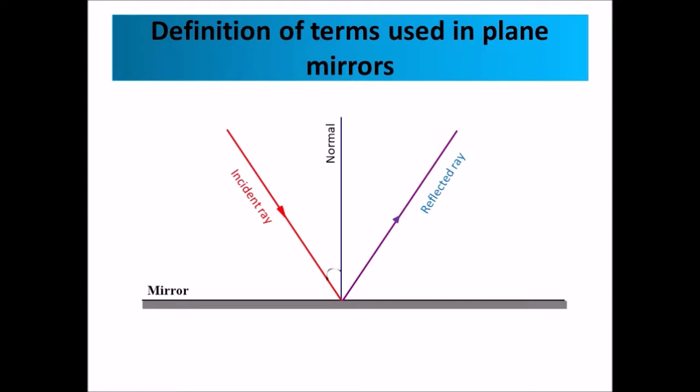Now let's look at more terms related to reflection on plane mirrors. You'll now consider the angle labeled I. We call this the angle of incidence. By definition, the angle of incidence is the angle between the incident ray and the normal. Then we consider the next angle labeled R. This is called the angle of reflection. By definition, the angle of reflection is the angle between the reflected ray and the normal.